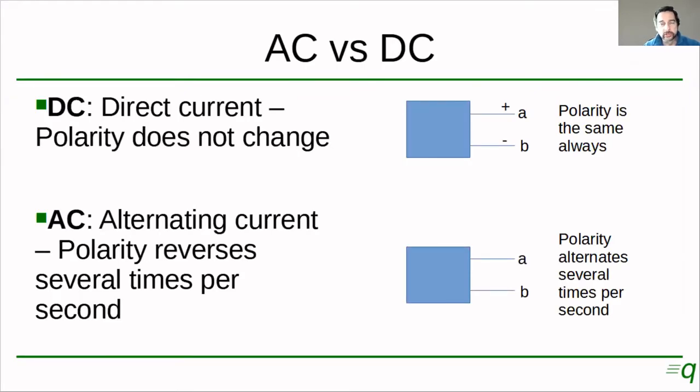Last class, when we studied voltage, we studied that voltage is measured between 2 points A and B. And one of them is going to be positive and the other one is going to be negative. Let's say that A is positive and B is negative. If A is always positive and B is always negative, we're in what we call DC or direct current. The polarity never changes, it's always the same, right? Now, the opposite to that would be AC or alternating current. In alternating current, the polarity changes several times per second.